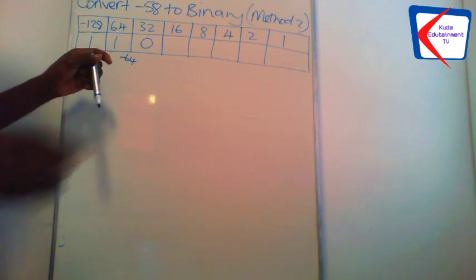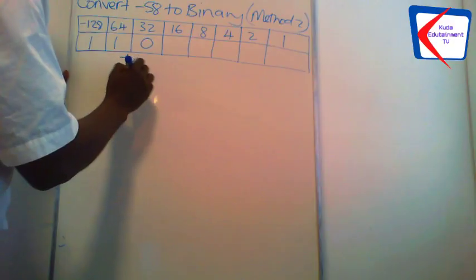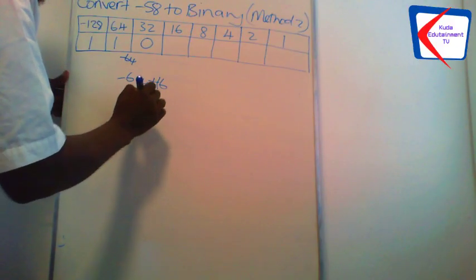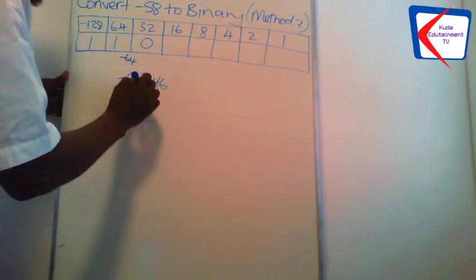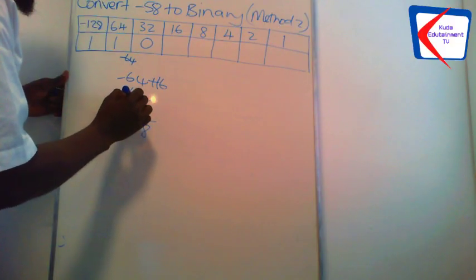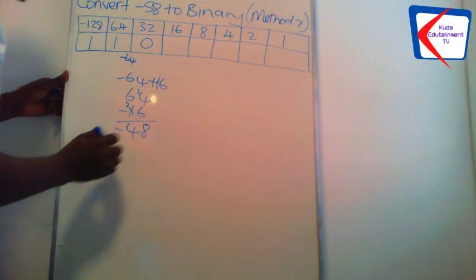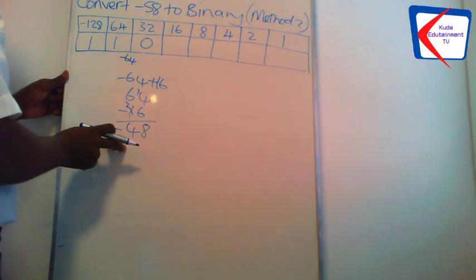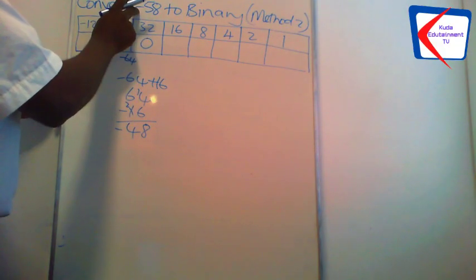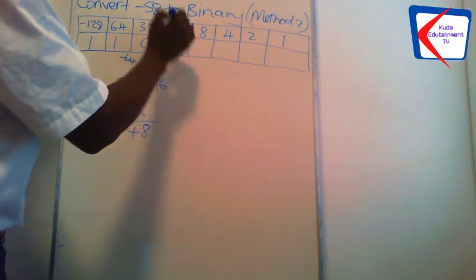Now we still have negative 64. So negative 64 plus 16 is the same as 64 minus 16. 14 minus 6 is what? 8. And then here it becomes 2, right? 6 minus 2 is 4. We have negative 48. Negative 48 is greater than negative 58, so therefore we switch off 16.